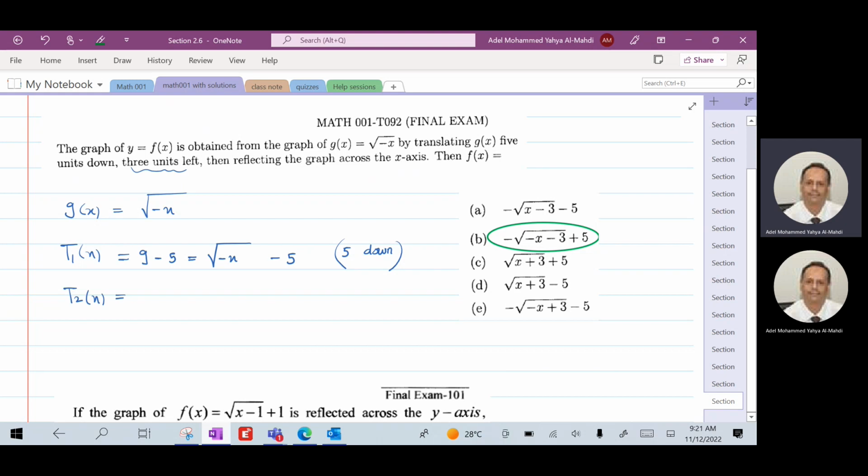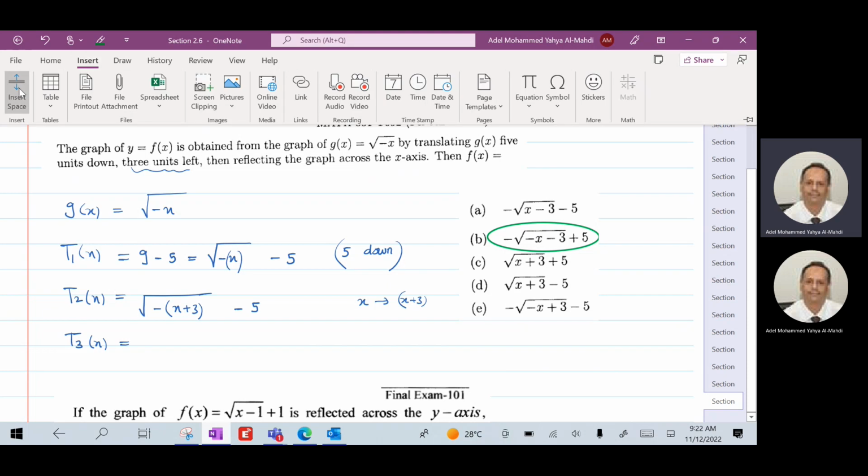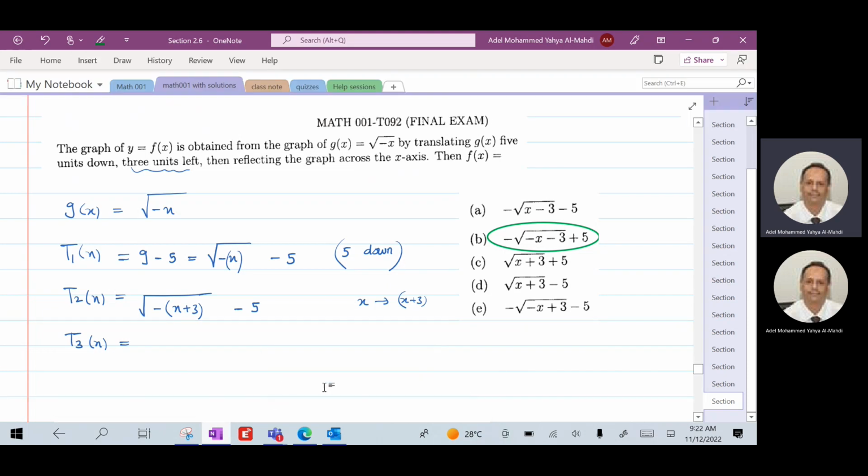He said 3 left. 3 left, we change every x by x plus 3. Then T2 will be square root of minus, this is my x, x plus 3, minus 5. T3, transformation number 3, reflect about the x-axis. This is the last one. When you reflect about the x-axis, we change y.